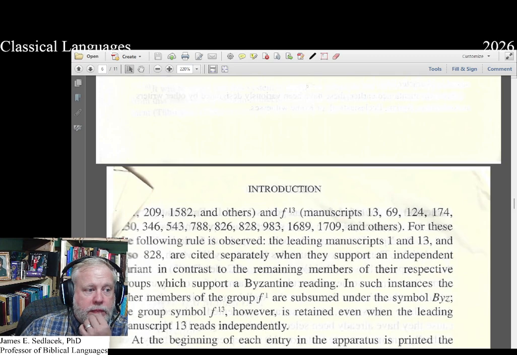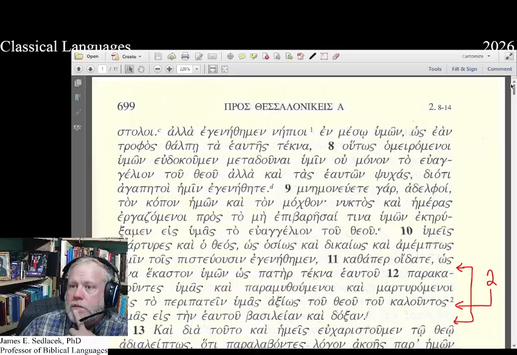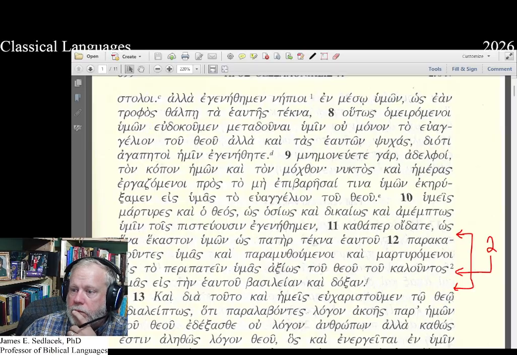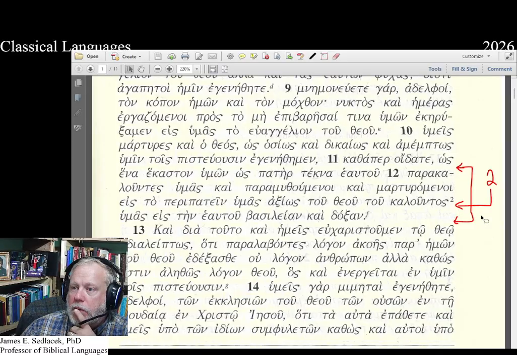Now, going back to that Luke 2 example, I'm going to show you how to use these parts. I've got to find my cursor. There we go. Found my cursor. So, this is a Thessalonians passage. When reading through here, verse 12 has an issue. And footnote 2, which I highlighted here with the red 2, points us to footnote 2 down below.